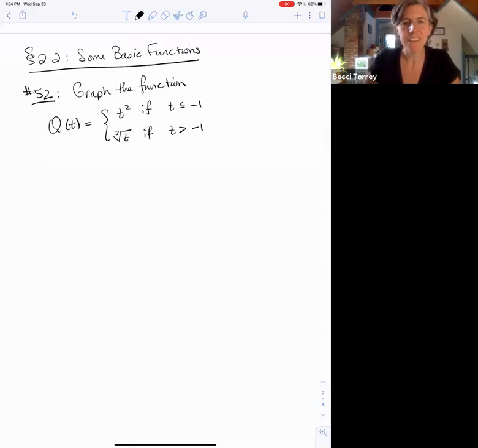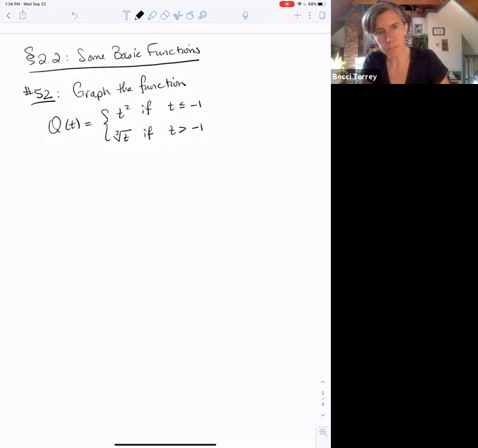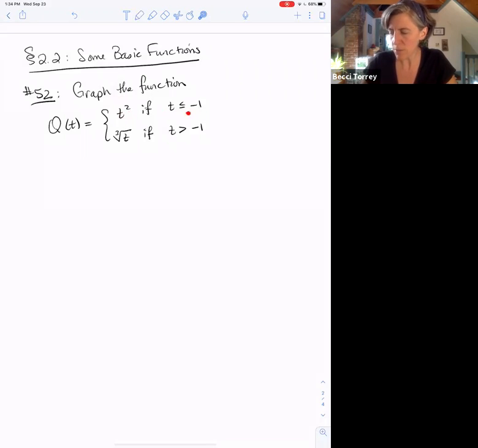Hi everyone, this is a worked example for a problem from section 2.2, some basic functions. We're going to go through graphing a piecewise function. In particular, we're going to graph number 52 from the textbook, this function q of t, which is a piecewise function. It's t squared if t is less than or equal to -1, and it's the cubed root of t if t is bigger than -1.